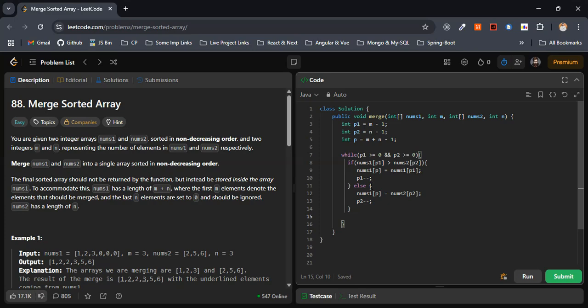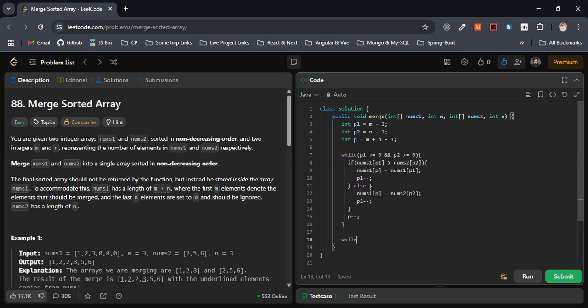The next step is let's decrement p here. Why are we decrementing p? Because we have to move the pointer backwards again. That is the reason. So let's move on with the final step. If any elements are left in nums2, then we have to copy them.